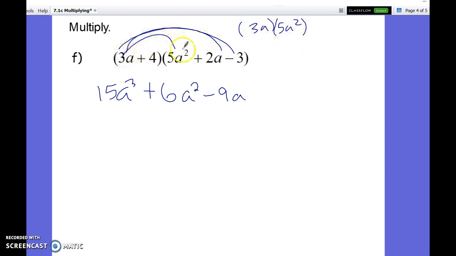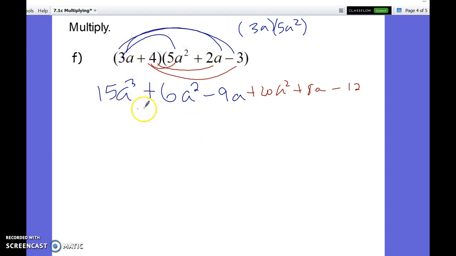Well, we multiplied 3a by everything in that second set of parentheses. So now we just need to multiply 4 by everything. So 4 times 5a squared would be positive 20a squared. 4 times 2a would be plus 8a, and then 4 times negative 3 would be minus 12. Well, now that we have made sure we multiplied everything in that first set by everything in that second set, we just have to combine our like terms.